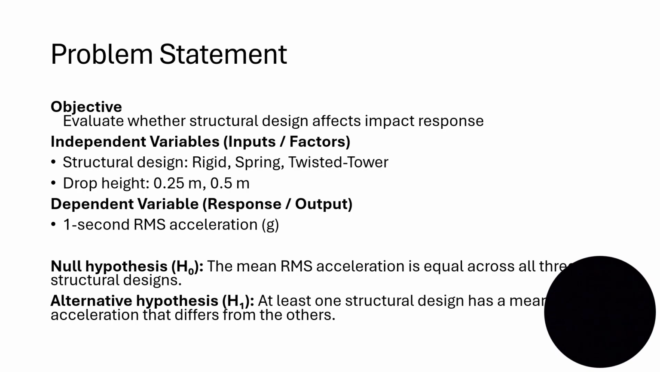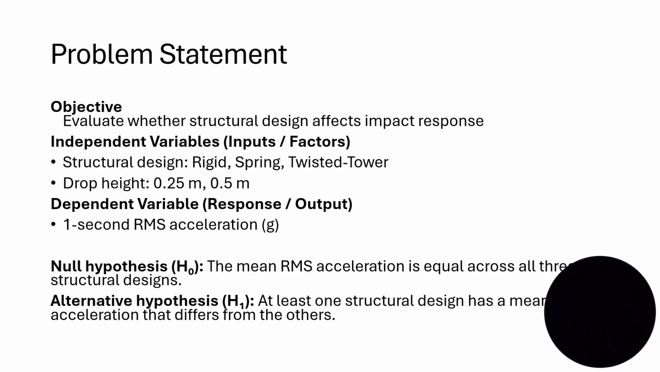The objective of this project is to determine whether structural design affects impact response. The independent variables or inputs are the design type, which are rigid, spring, and twisted tower, and the drop height, which is 0.25 meters and 0.5 meters. The dependent variable or output is the 1 second RMS acceleration, where lower RMS values indicate better shock mitigation.